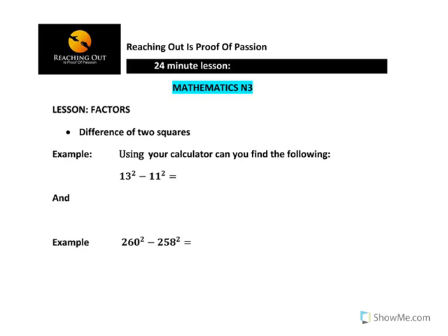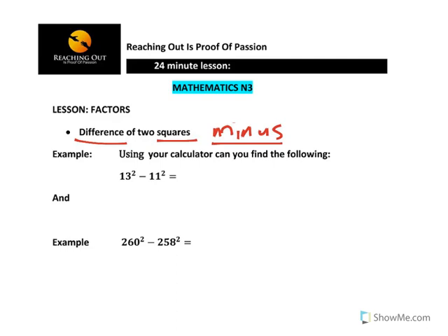We are now moving on to look at the difference of two squares. Now, what does the word difference mean? Difference means minus. So it's like you're subtracting. So that's why difference of two squares will involve things like 13 squared minus 11 squared, or 260 squared minus 258 squared. Difference of two squares. The square is the one that you are having there on top.